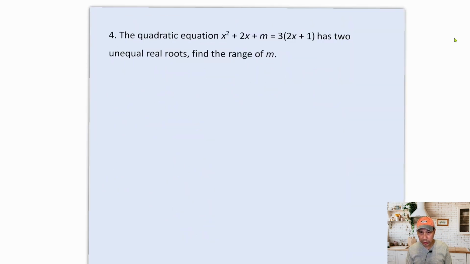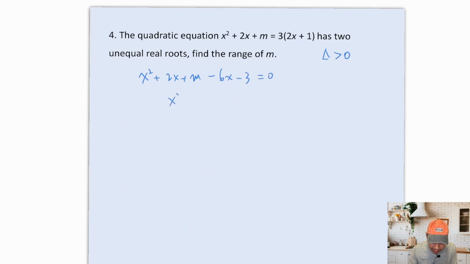For the next quadratic equation, it has two unequal real roots. Find the range of m. Has two unequal real roots obviously tells us that the discriminant is bigger than 0. We need to simplify the equation before we plug into the formula of the discriminant. x squared plus 2x plus m minus 6x minus p is 0.